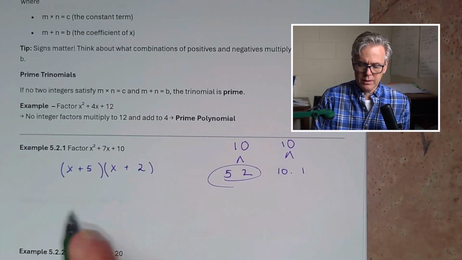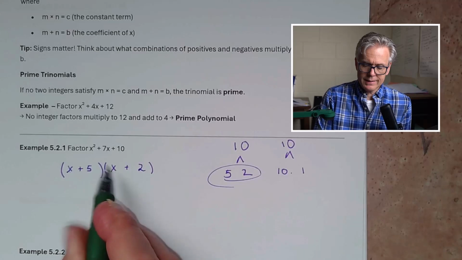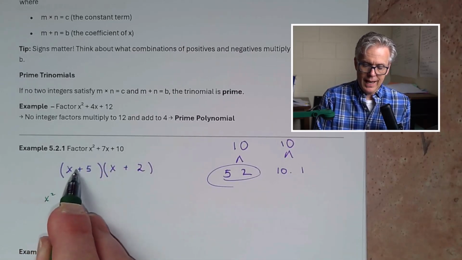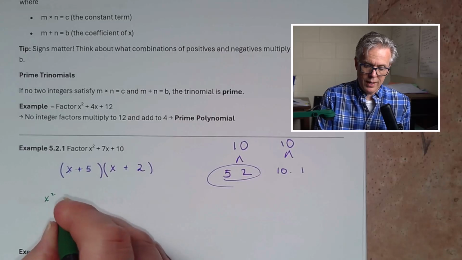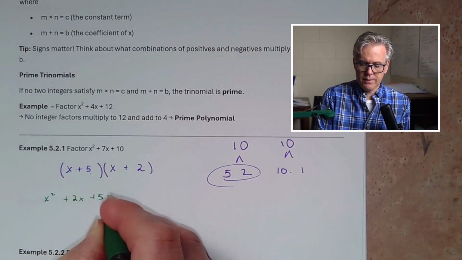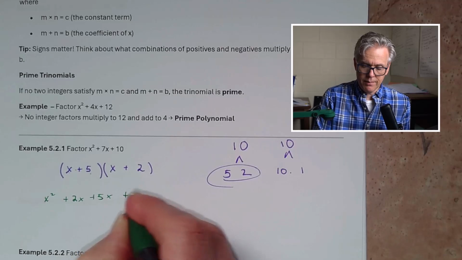Now, why does this work? So it doesn't seem so random. x times x is x squared. We're just checking it. So this is the final answer. x times 2 is 2x. 5 times x is 5x. Then 5 times 2 is 10.